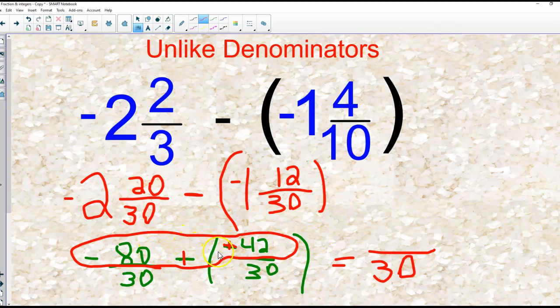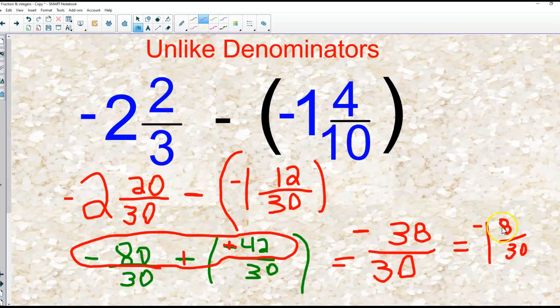Which means you have two different signs here. So I need to subtract. So 80 minus 42 would be 38. Bring the sign with me. Right, take the sign of the larger number, I guess I should say. This one's larger, so I'm going to bring its sign. So far I have a negative 38 over 30, which is improper. So I change, and it becomes 1 and 8 over 30. Bring your sign with me, so it is still negative.